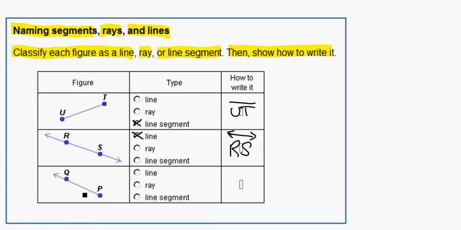And our last one, we have endpoint P and Q, which goes on forever in one direction. That's our ray. Remember, we write it as P first and then Q with an arrow going from P to Q.